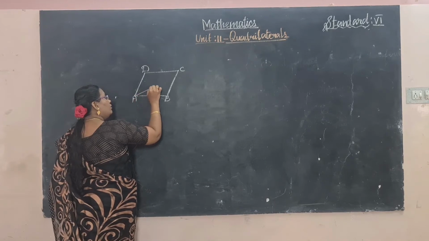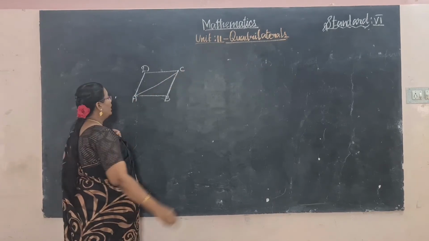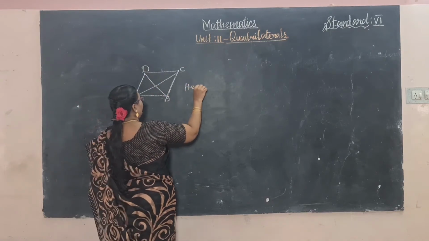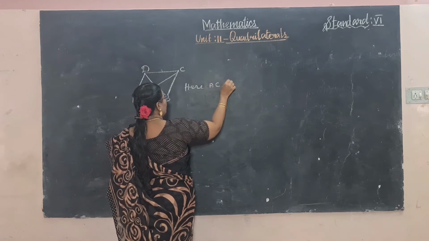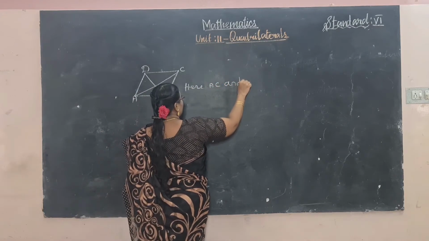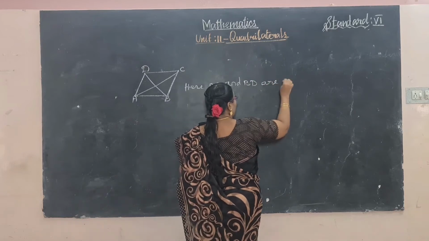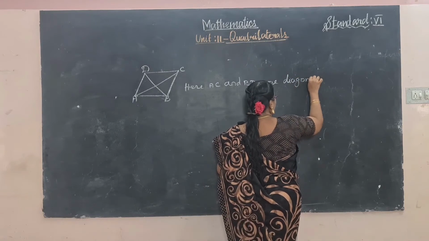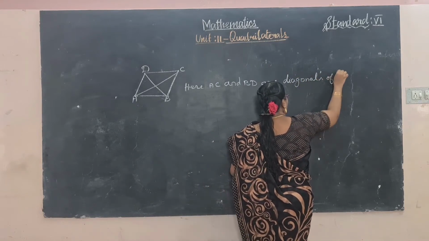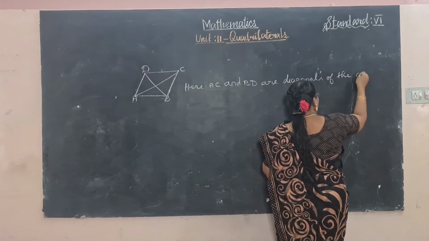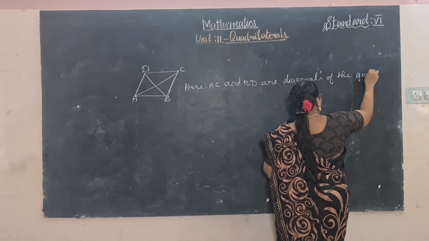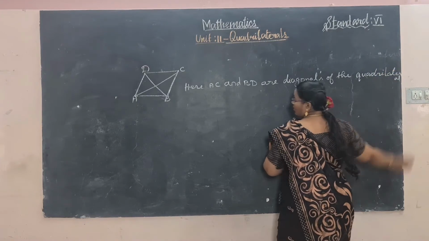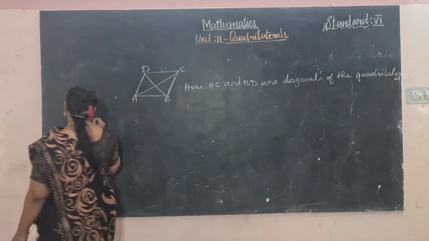So A to C, and B to D. AC and BD are diagonals of the quadrilateral. Okay, and next one, adjacent side.